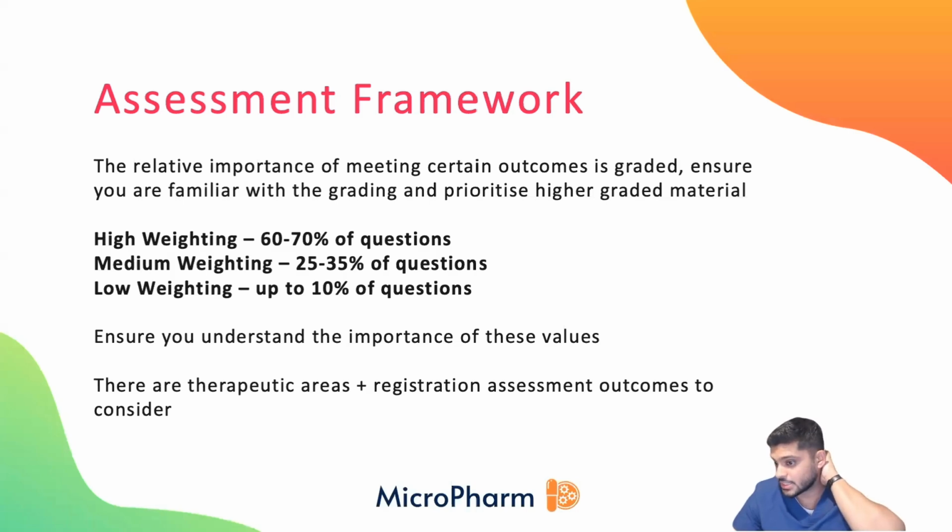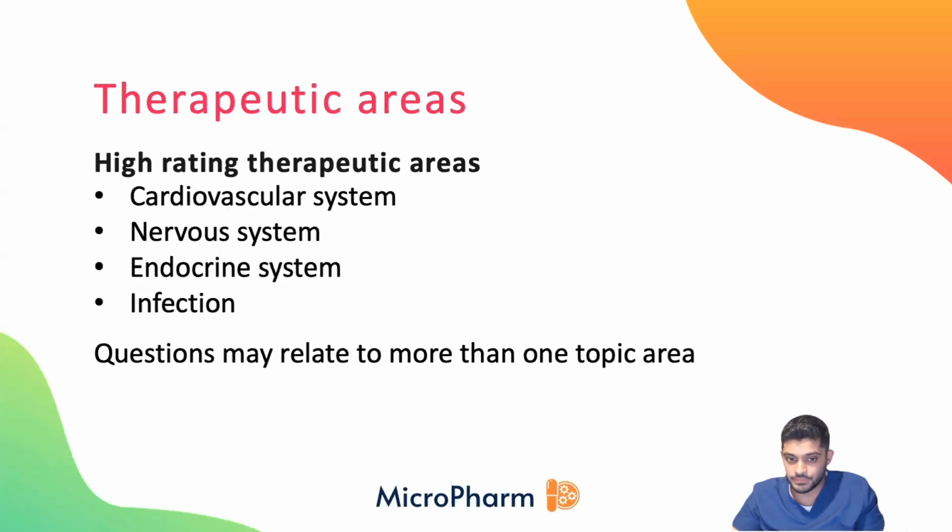Genitourinary, musculoskeletal is low. It used to be medium a long time ago. When I was sitting the assessment, they dropped it to a low weighting topic. Genitourinary, respiratory, gastrointestinal tract, immune system in malignant disease, blood and nutrition as well. So that makes up 25 to 35% of the assessment, and low weighting makes up to 10% of the assessment.